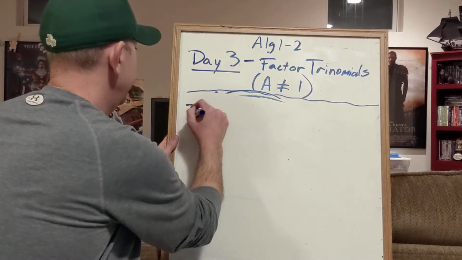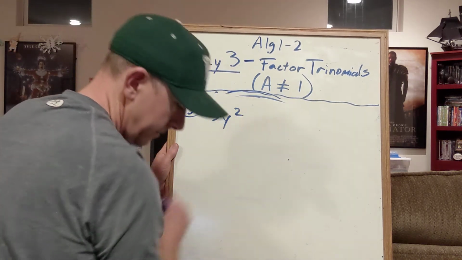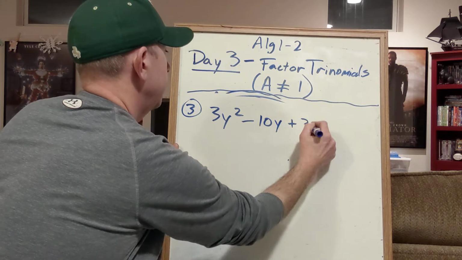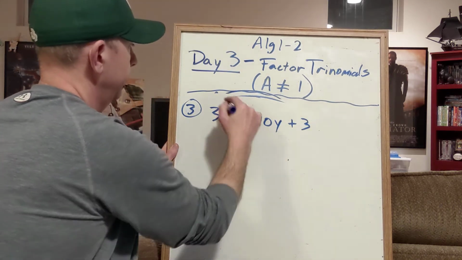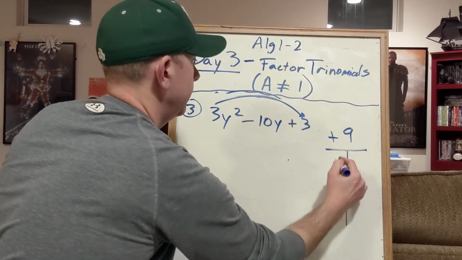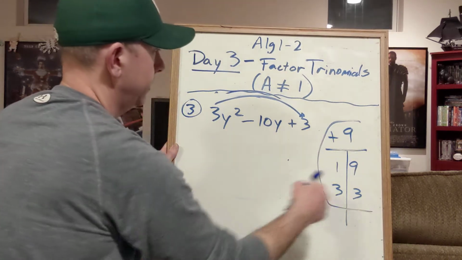All right, number 3. This time we go 3y squared minus 10y plus 3. So this time we've introduced a negative. We're still going to do A times C. We got factors of 9. You got 1 and 9. You got 3 and 3. So which combination will combine to 10?